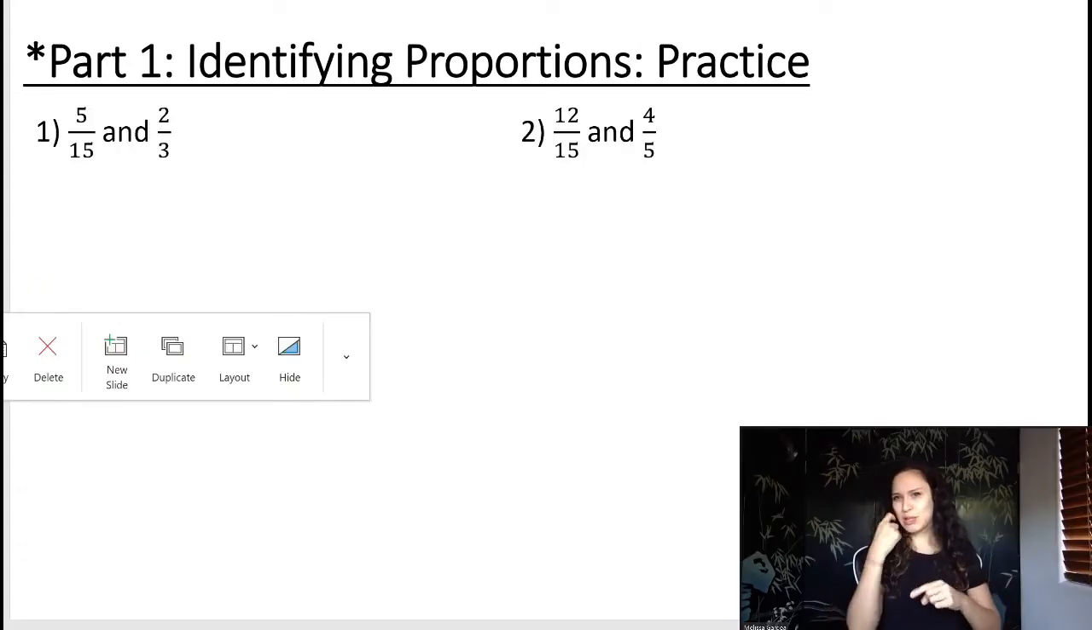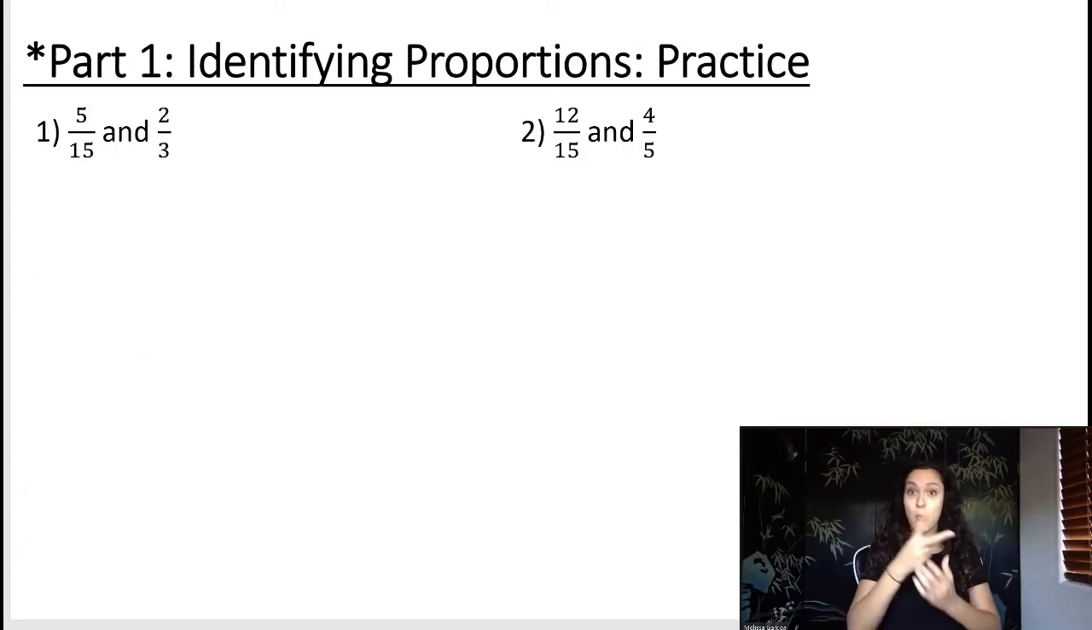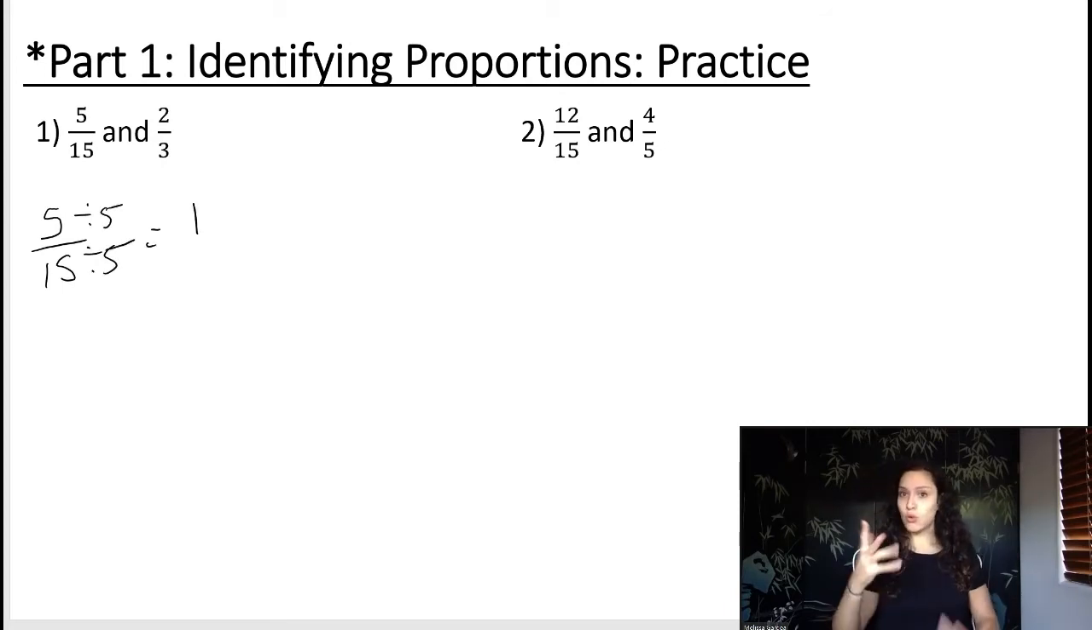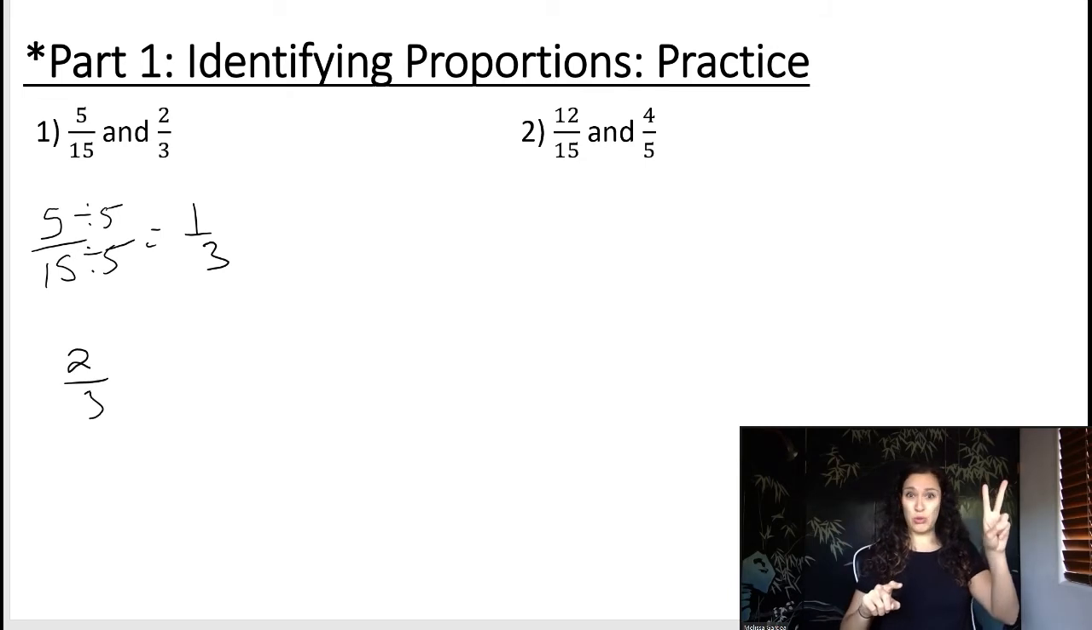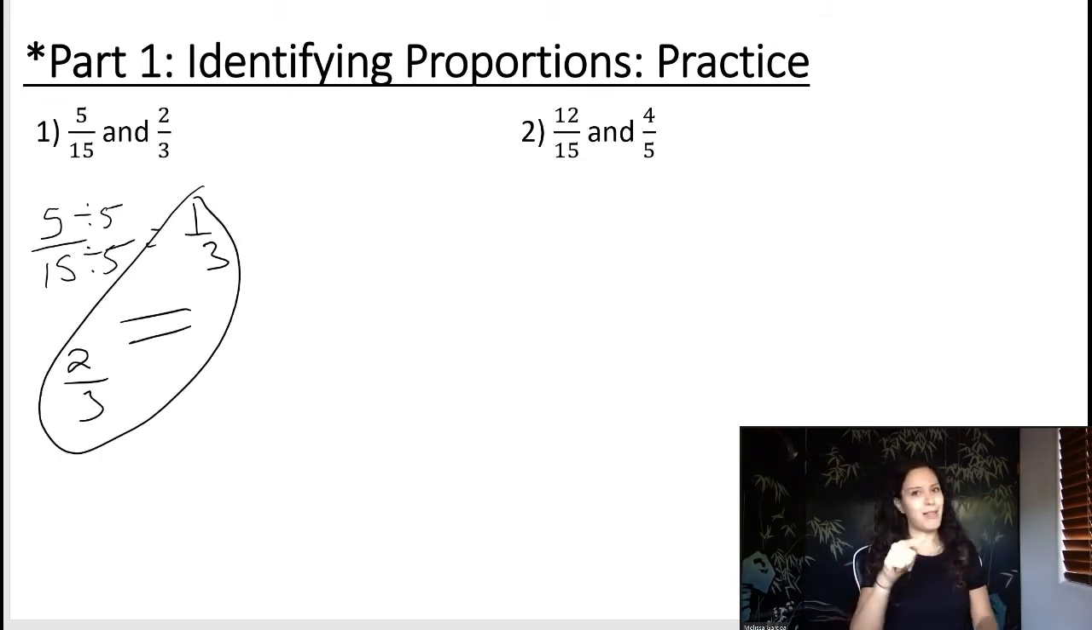On this slide, I want you to practice what we just did on the last slide. Simplify both fractions and see if you get the same simplified version if they're equal. Go ahead, press pause, and then come back to check. All right, welcome back. So 5 out of 15. If I simplify that, divided by 5, I get 1/3. And 2/3, it's already simplified. These are not equal, so not proportional.